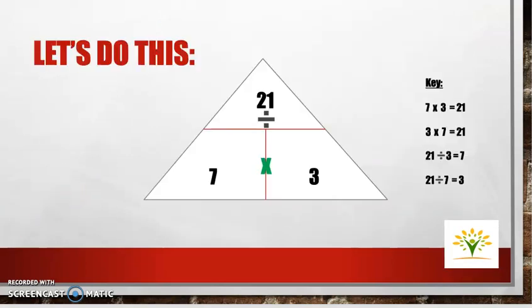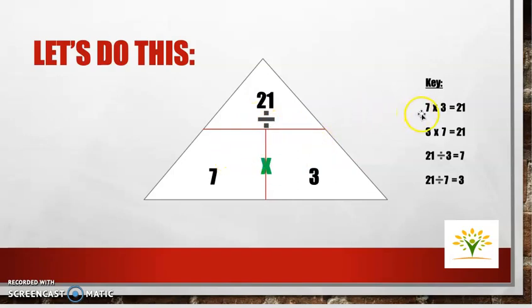Okay, let's do this. Here I have a triangle that is divided into 3 parts. 1, 2, 3. At the top part, the pointer, we have 21. At the bottom left, I have 7. And at the bottom right, I have 3. So what does this mean? I've put a multiplication sign here, and I've also put a division sign here. And it tells you something, right? Okay, let me tell you what it means.